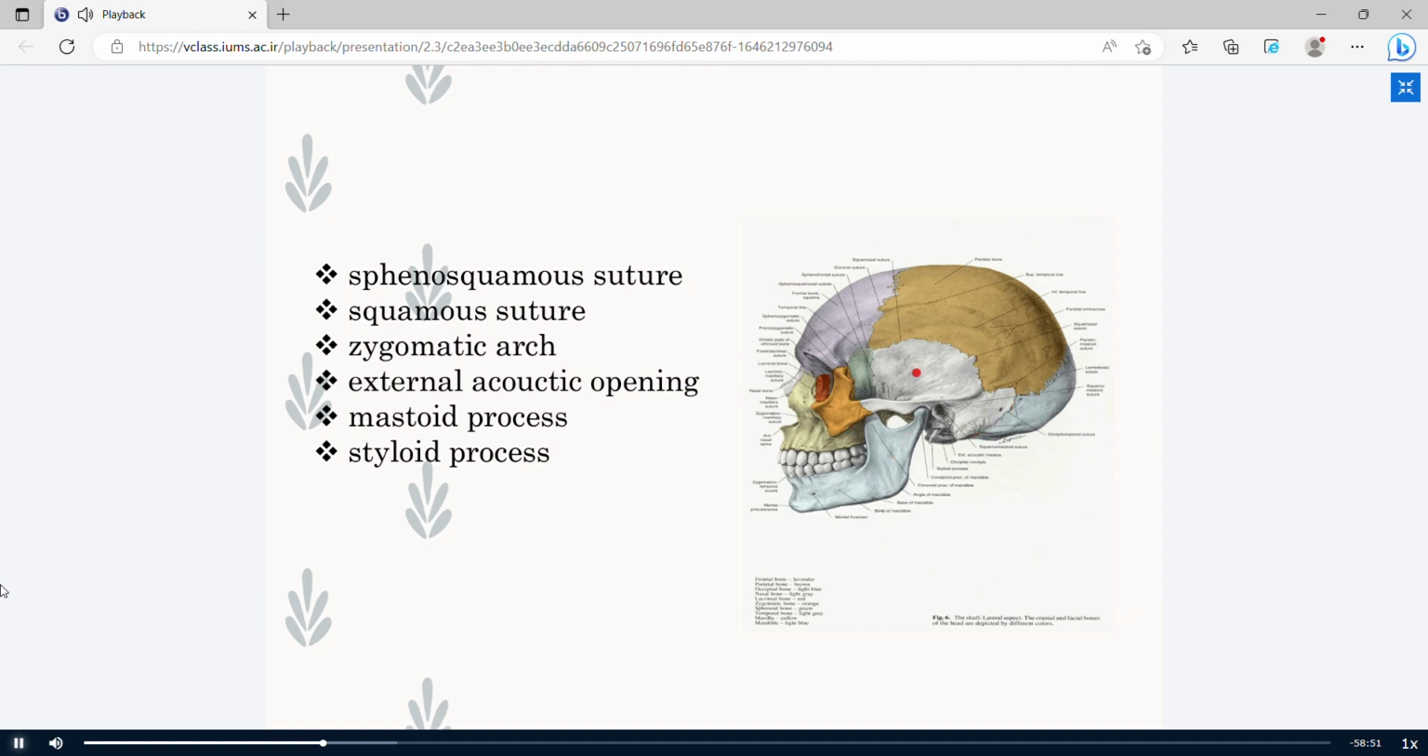I repeat the names of the sutures. This suture is the sphenotemporal suture. This suture is a squamous suture or parietotemporal suture. And this suture is the parietomastoid suture. And finally, the last suture is the occipitomastoid suture.